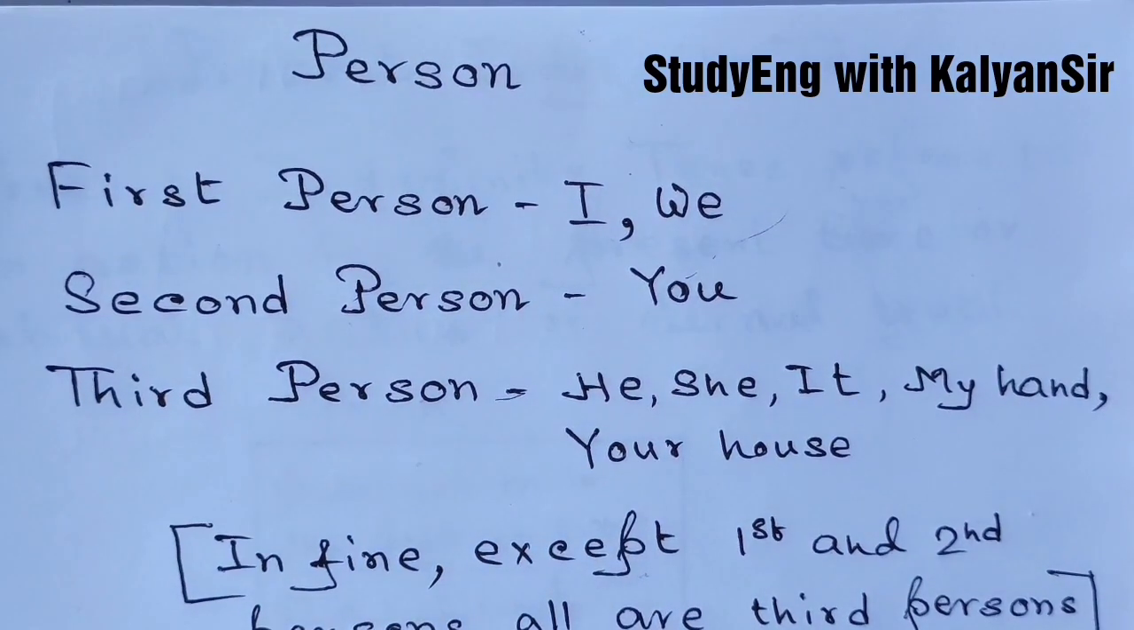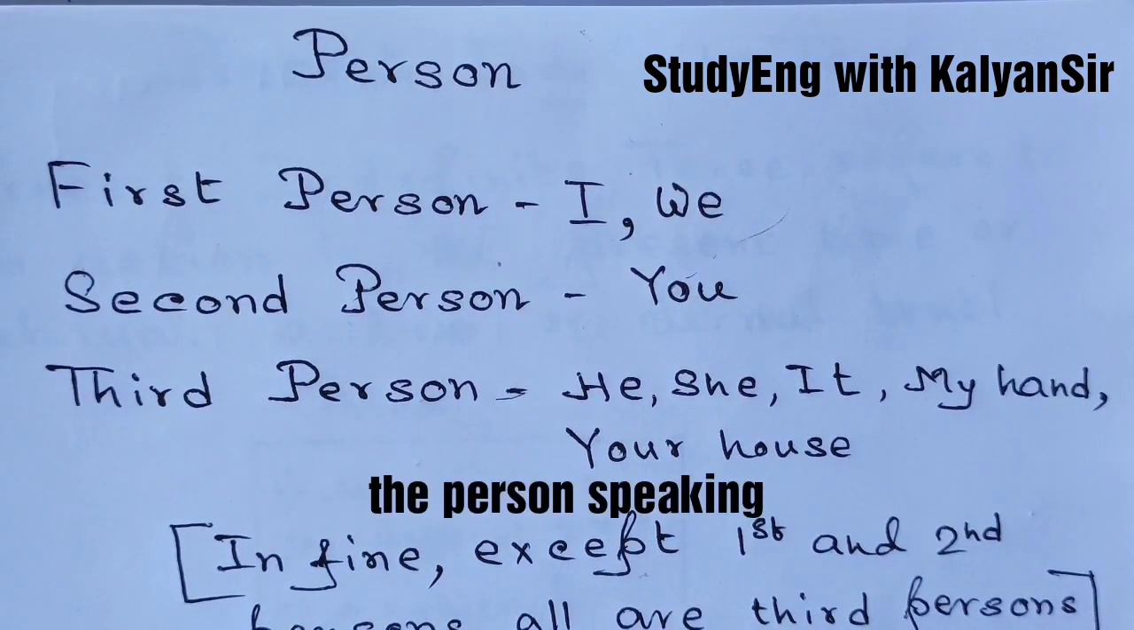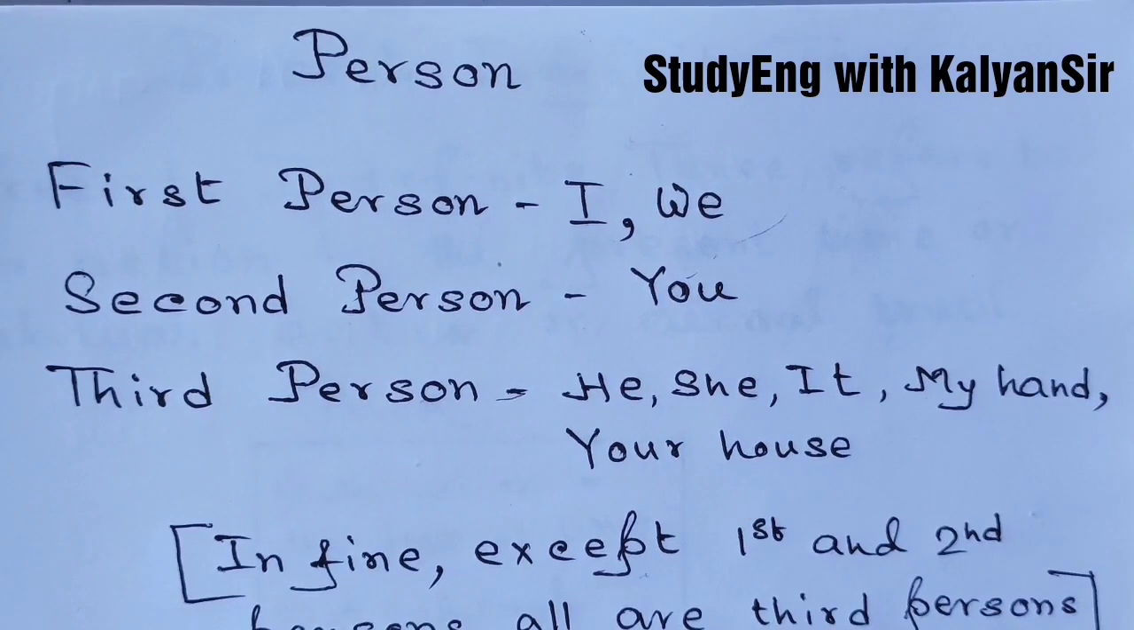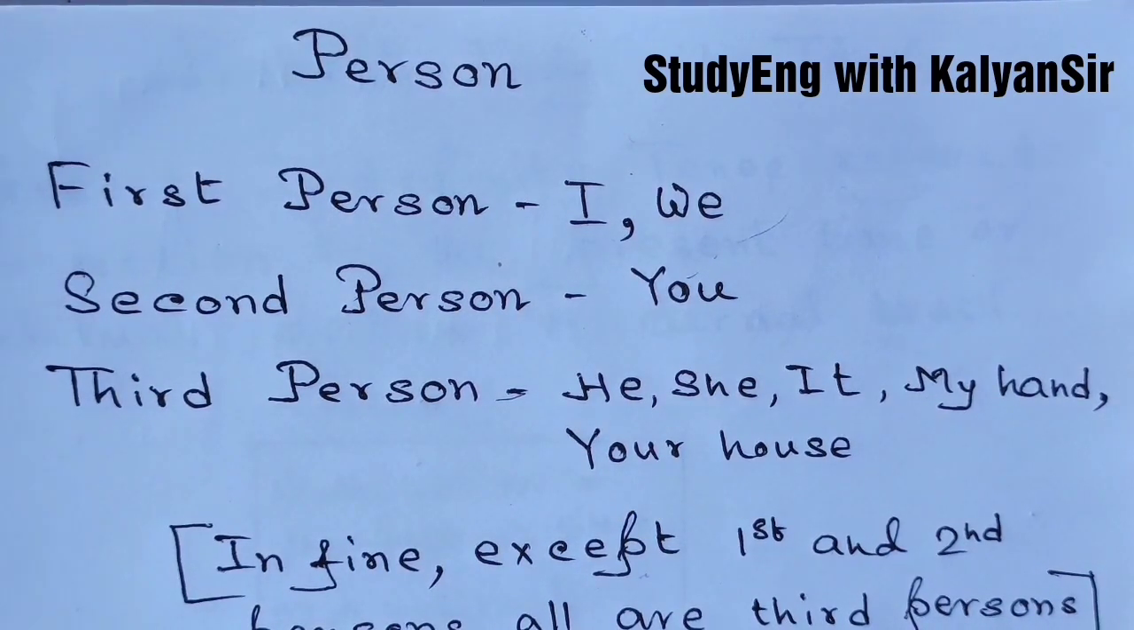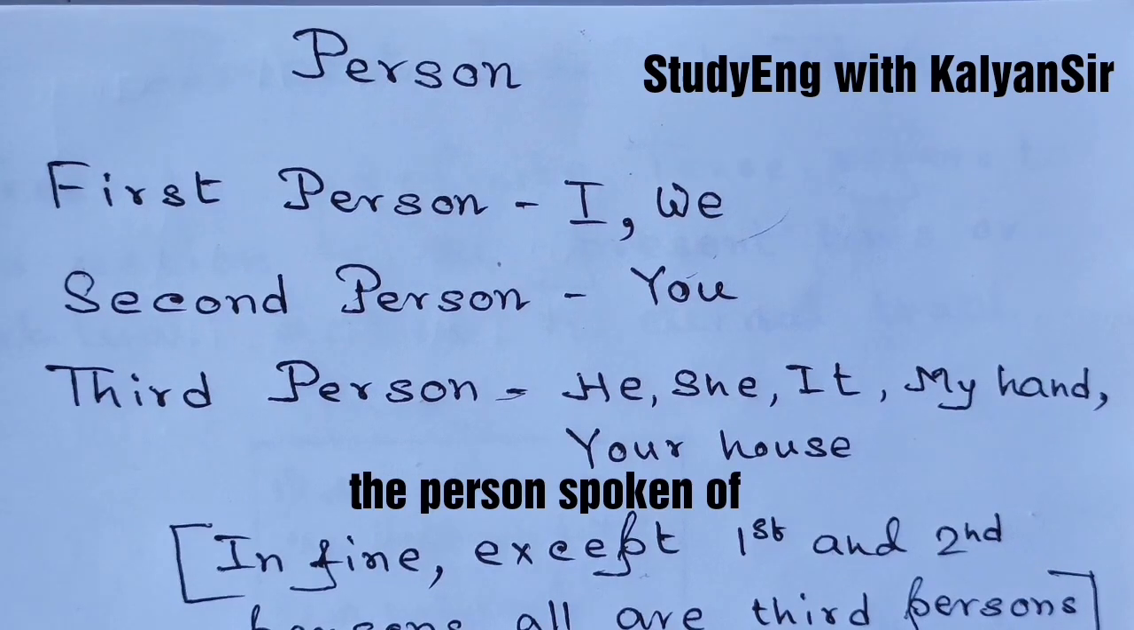In fact, first person refers to the person speaking. That means it is the person who is speaking. Second person refers to the person spoken to. And third person refers to the person spoken of.